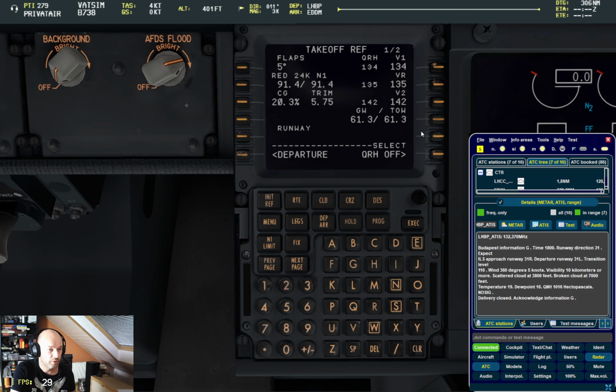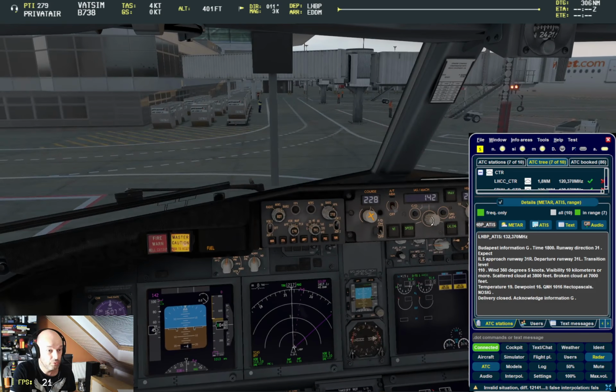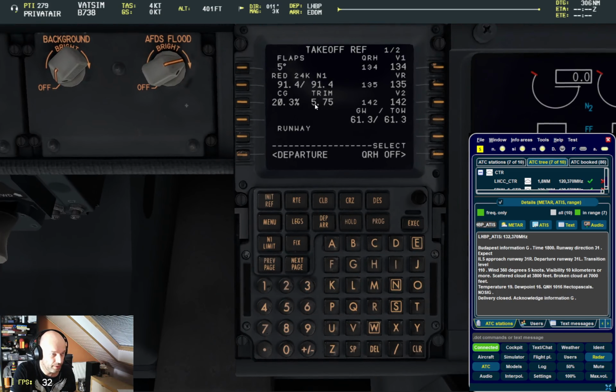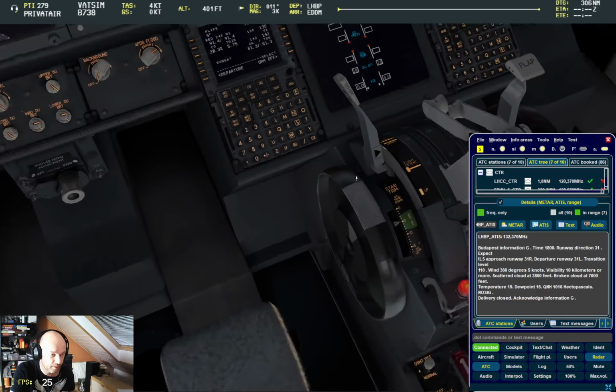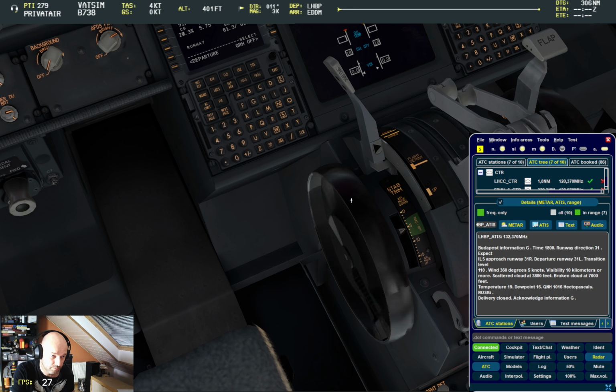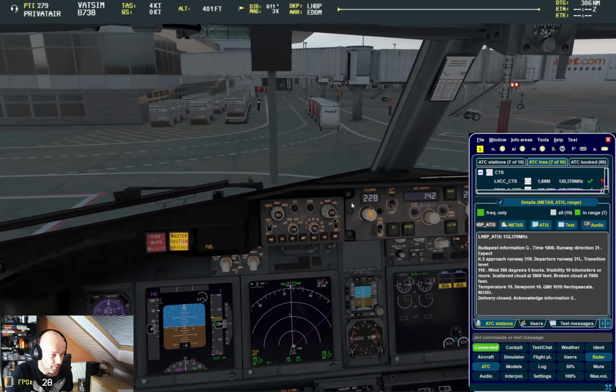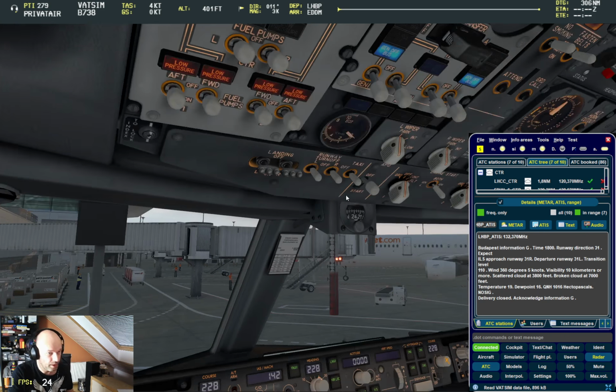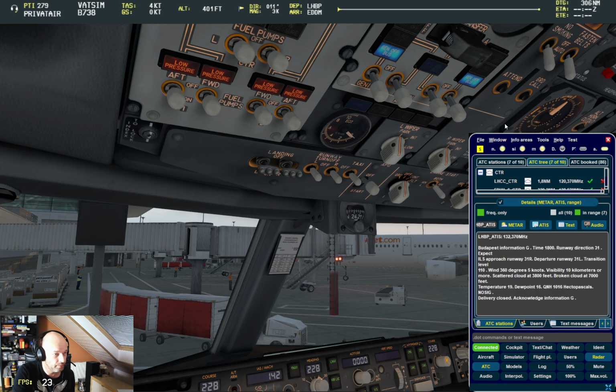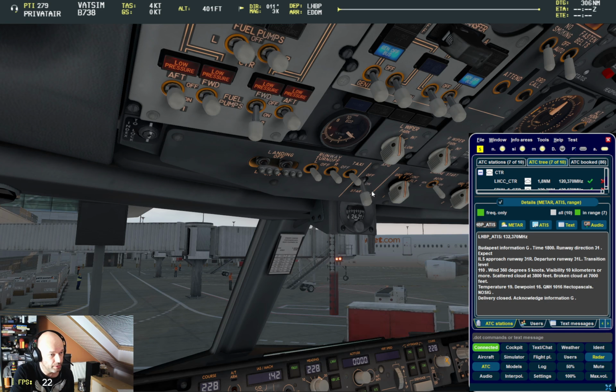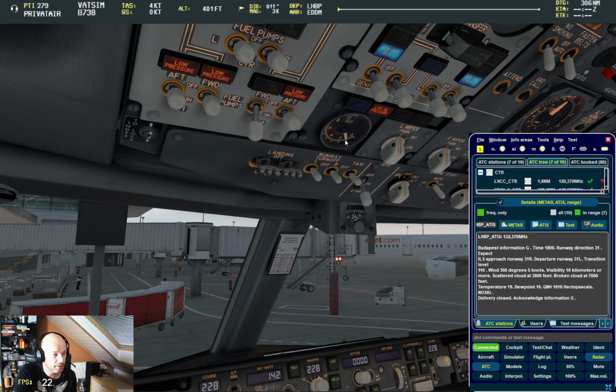So the speeds are confirmed. V2 is 142. Oh, sorry, that was a good lucky guess. And the trim 5.75. There we go. Another thing I would like to do is close the cabin, fasten belts on, and we need to start the APU. Lights on, 1, 2, 3, APU starting, EGT rising.